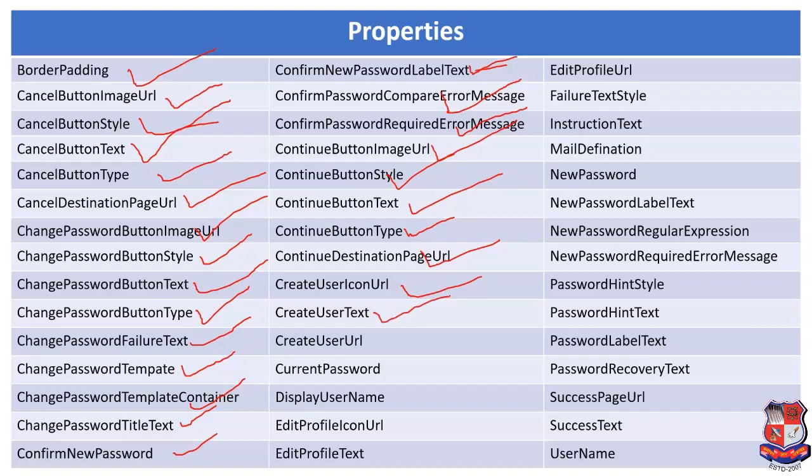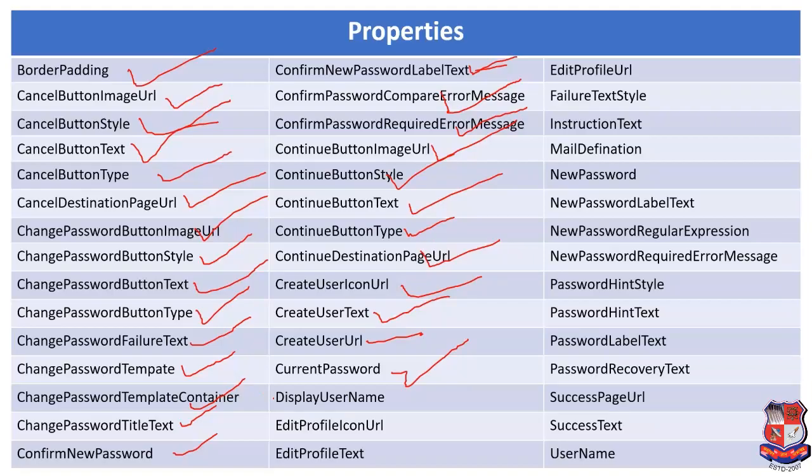Next is create user text. It is used to set or retrieve the text of the link to the web page that contains the create user wizard control on the website. Next is create user URL. It is used to set or get the URL of the web page that contains the create user wizard control. Next is current password. It is used to retrieve the current password of the user.